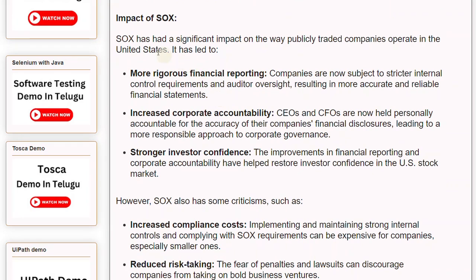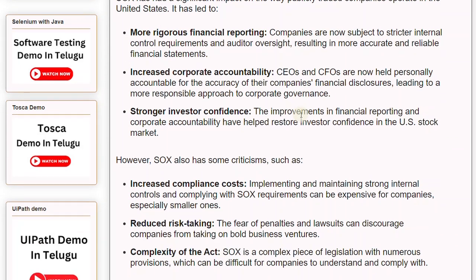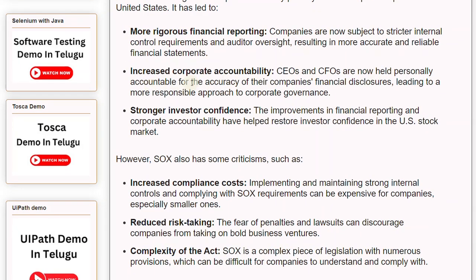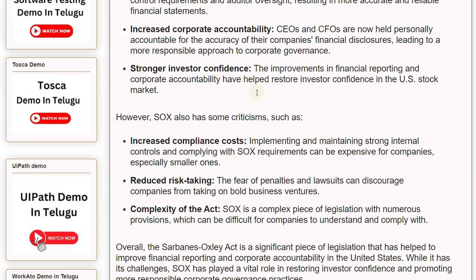Impact of SOX. SOX has had a significant impact on the way publicly traded companies operate in the United States. It has led to more rigorous financial reporting. Companies are now subject to stricter internal control requirements and auditor oversight, resulting in more accurate and reliable financial statements. Increased corporate accountability. CEOs and CFOs are now held personally accountable for the accuracy of their company's financial disclosures, leading to a more responsible approach to corporate governance.